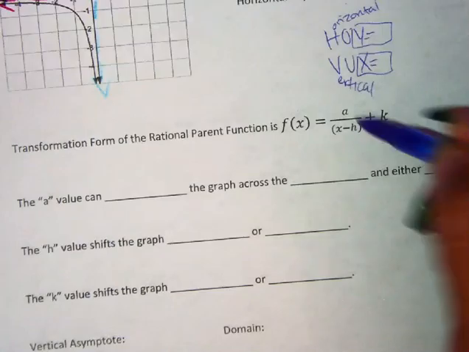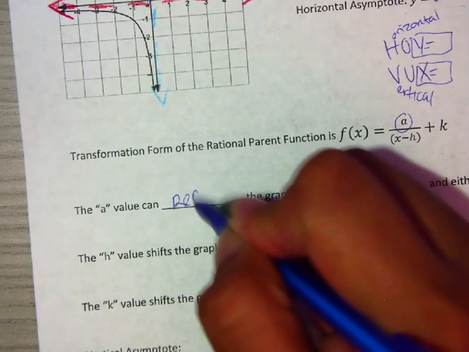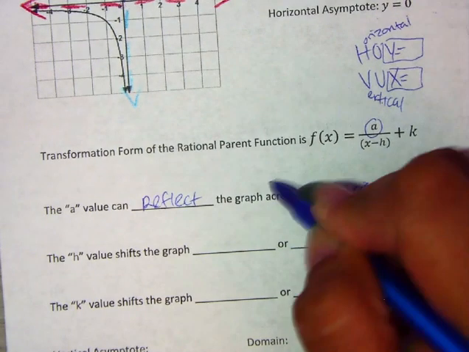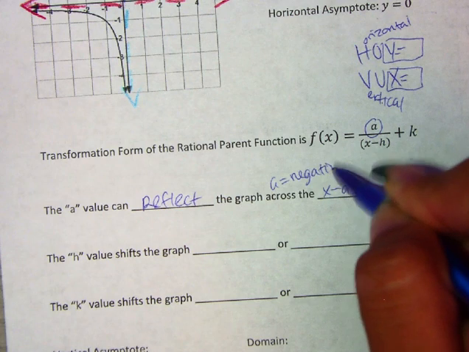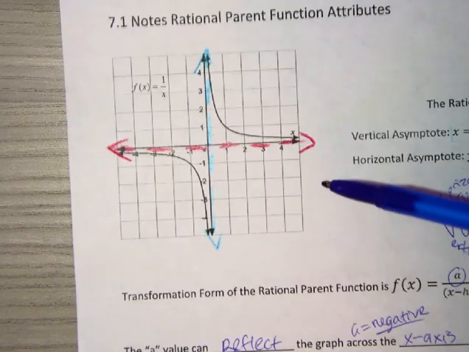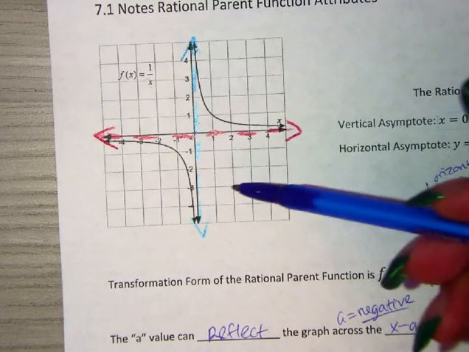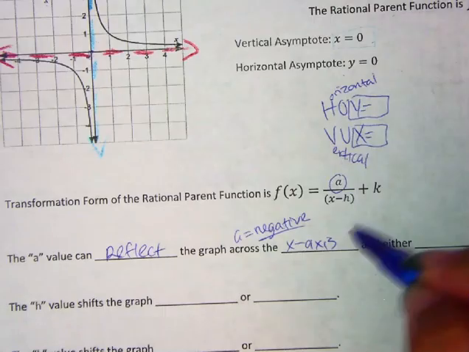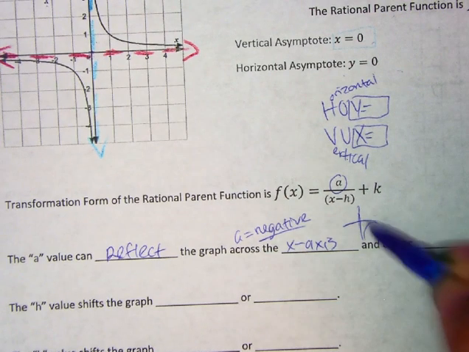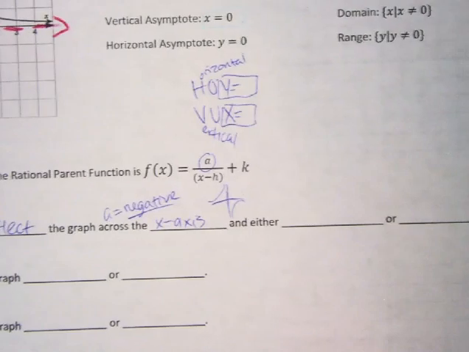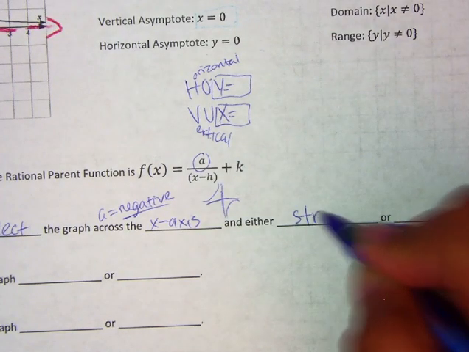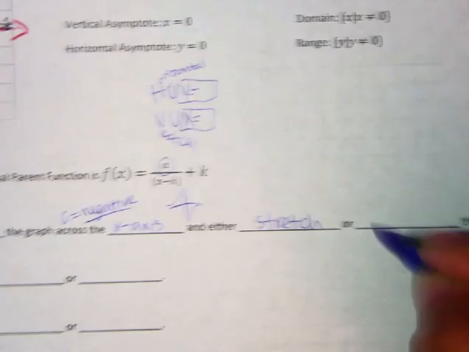We need to remember the a value. Transformation can tell you if it reflects across the x-axis whenever your a value is negative. So for example, the original graph looks like this, and if I was to reflect it over the x-axis, this curve will now be over here, and then this curve will now be over here. So it will look something like this. And then besides reflecting, the a value also tells you if it stretches or compresses. It can either stretch or compress.